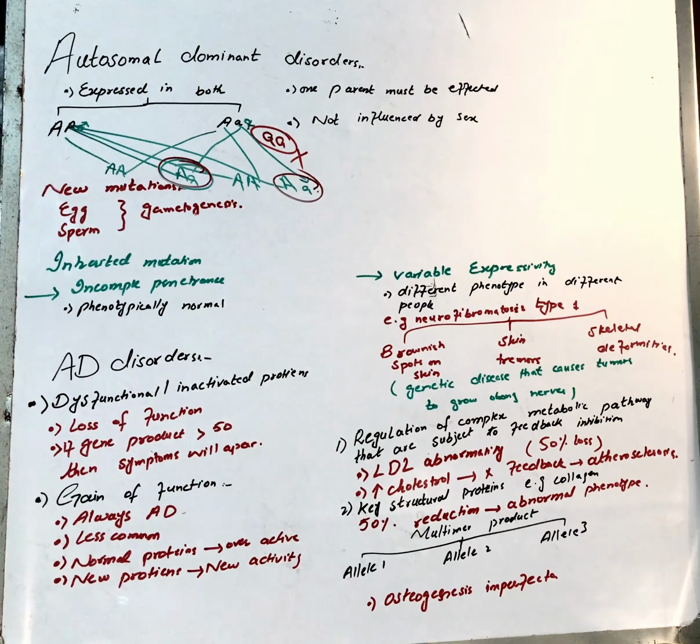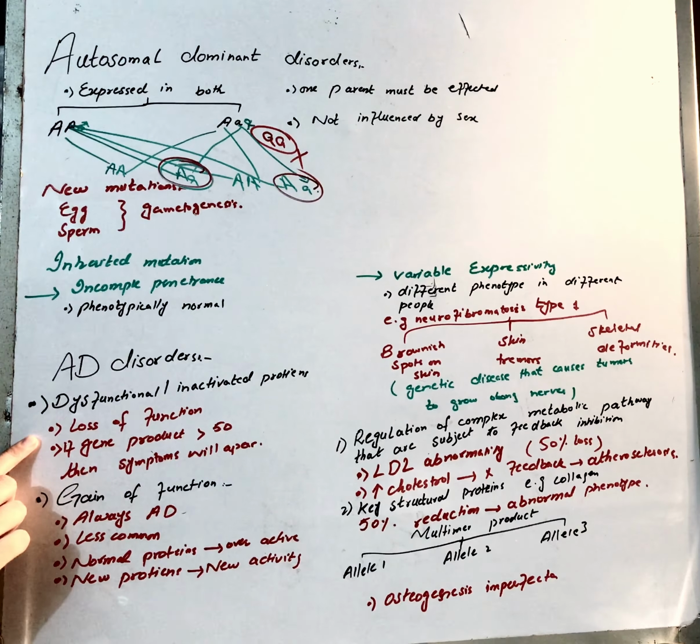Now we are going to study the mechanisms of autosomal dominant disorders. There can be two possibilities: complete loss of function of that protein, or gain of function. Gain of function is less common, loss of function is more common. What happens in loss of function? In an autosomal dominant disorder, there can be production of dysfunctional or inactivated proteins, which can lead to loss of function.